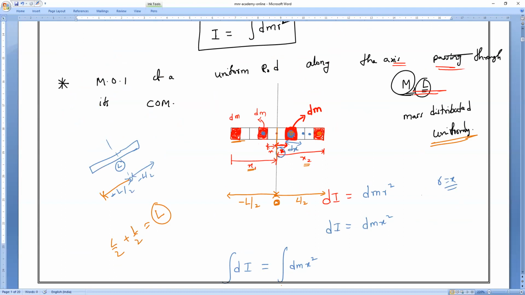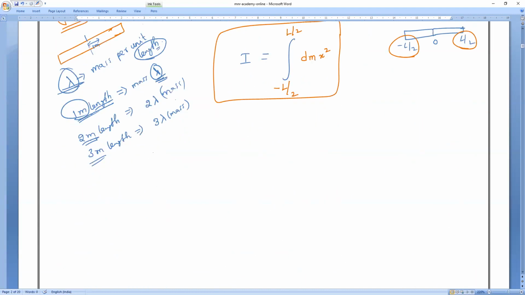So then you tell me, what is the mass of that? Anybody can tell me? I have taken a dx of x. Dx length I have taken. What is the mass of it?